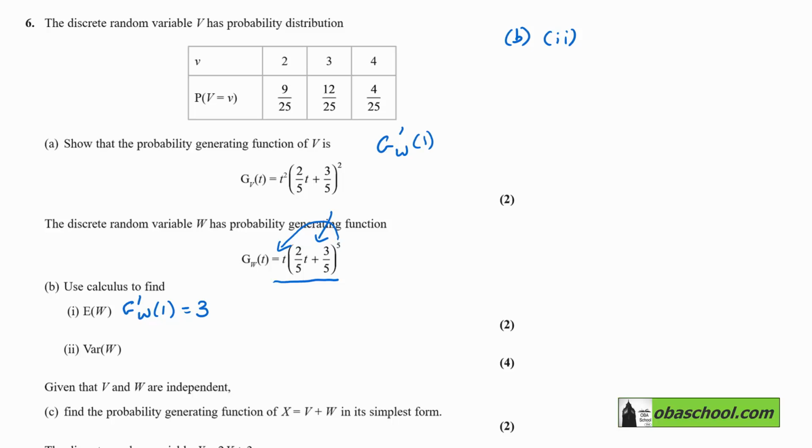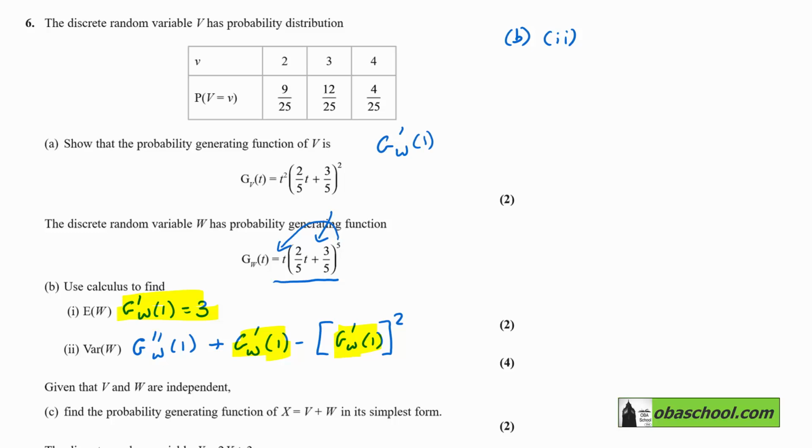Now, var w is what we want for part 2. And that's going to be G''_w of 1 plus G'_w of 1 take away (G'_w of 1) squared. Now I recorded the result from part 1 just here because we're going to need that. We can see it appears just here and just here.